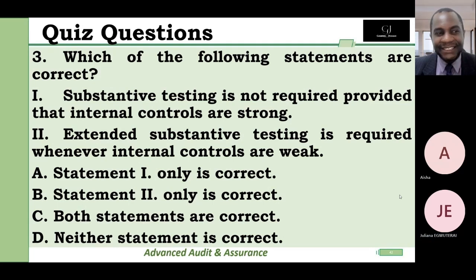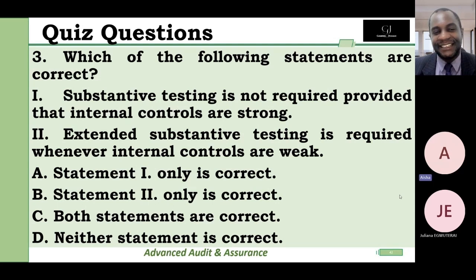Which of the following statements are correct? Number 1, substantive testing is not required provided that internal controls are strong. 2, extended substantive testing is required whenever internal controls are weak. A, statement 1 only is correct. B, statement 2 only is correct. C, both statements are correct. D, neither statement is correct. So you picked B or C. Which one is your final answer? C, please. J is picking C.